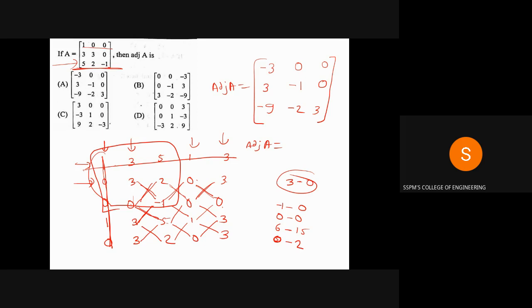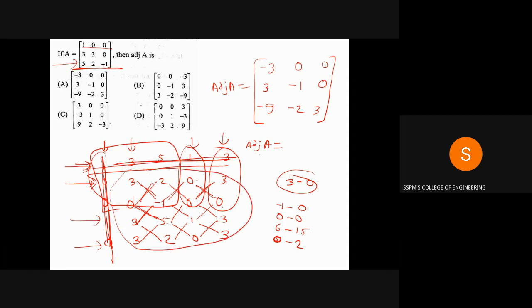Then what we did? We repeated these two columns at the beginning, and then we repeated these two rows at the bottom, whole rows. Then we deleted these two rows. First this row was deleted, then this column was deleted, and we used all these elements to calculate the adjoint of A. So the answer will be this.